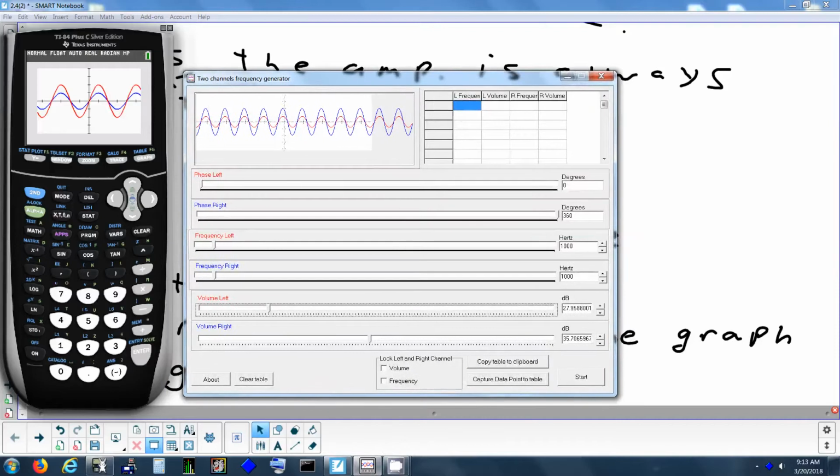So what I need to do is I'm just going to lock both channels together for the volume. So the left and the right channel are going to go up and down at the same volume. And watch as it goes up and down. Louder, and it gets softer. So it is a change in volume.